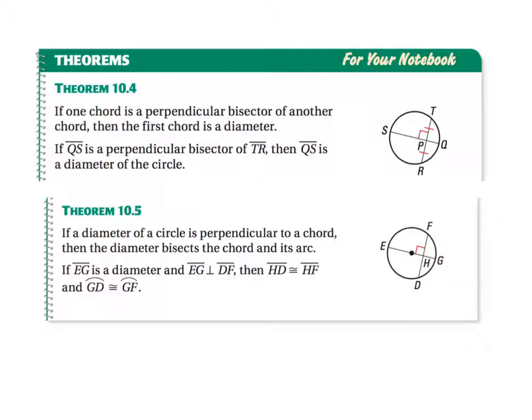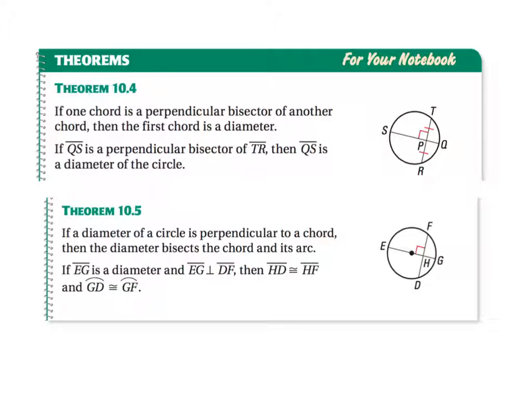Next, we have two more theorems, theorem 10.4 and 10.5. First, let's look at 10.4. If one chord is a perpendicular bisector of another chord. Looking at the diagram, we see that this chord SQ is not only bisecting chord RT, but it's also perpendicular to chord RT. Then the first chord is a diameter. So as long as this bigger chord is bisecting and perpendicular to another chord, then you know that first chord is a diameter.